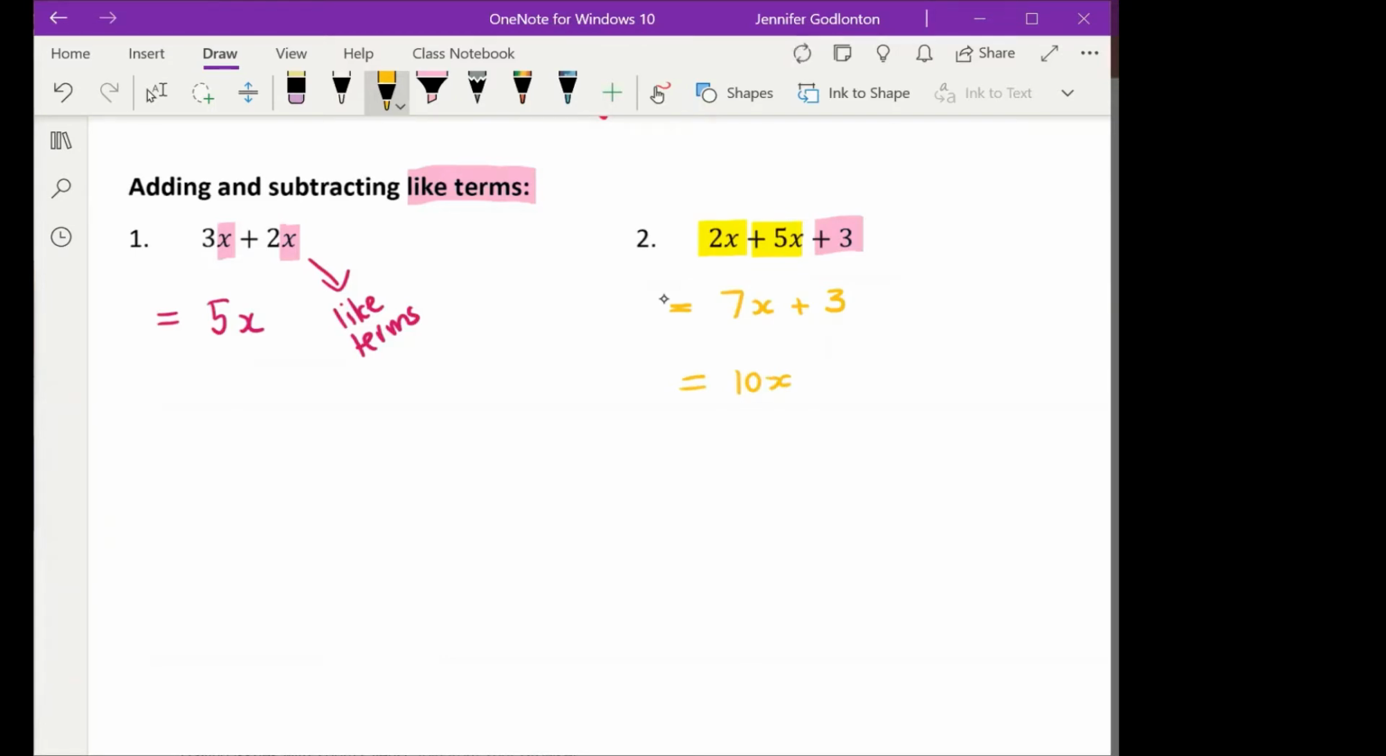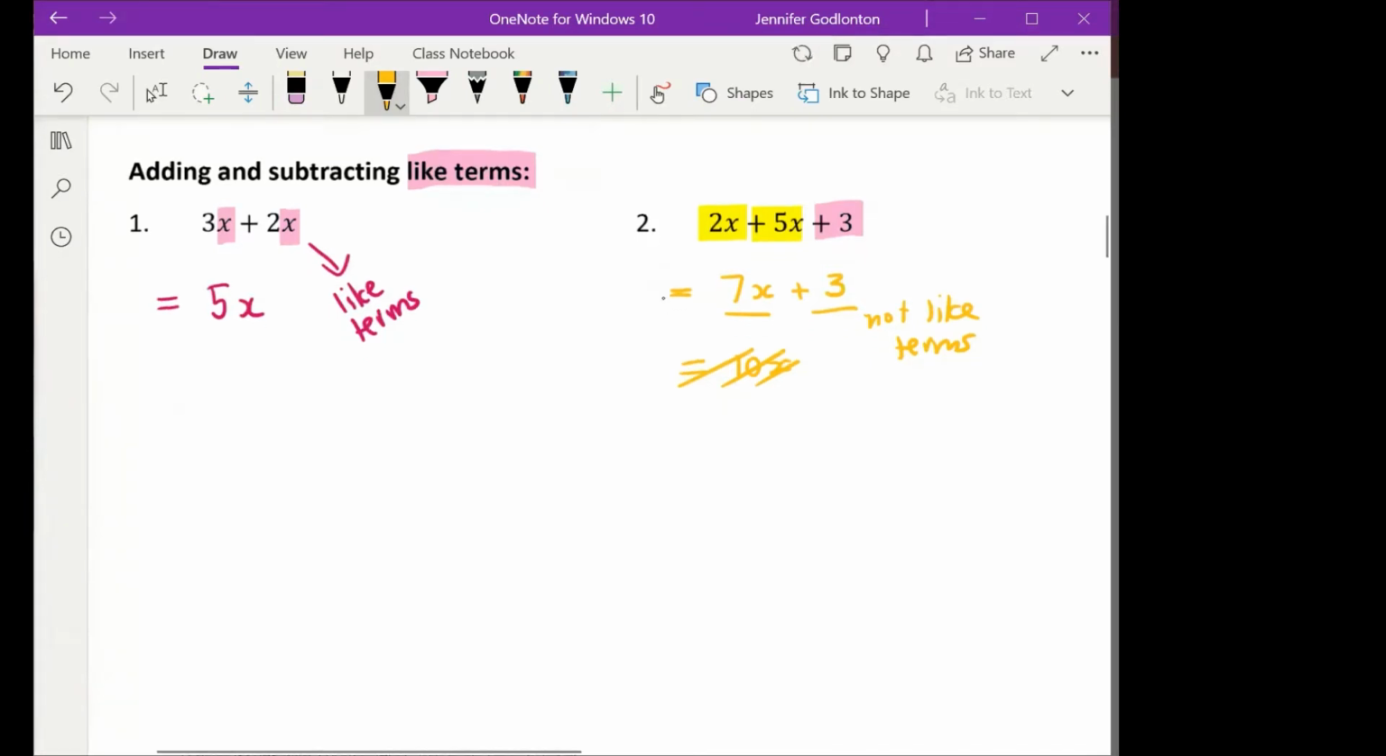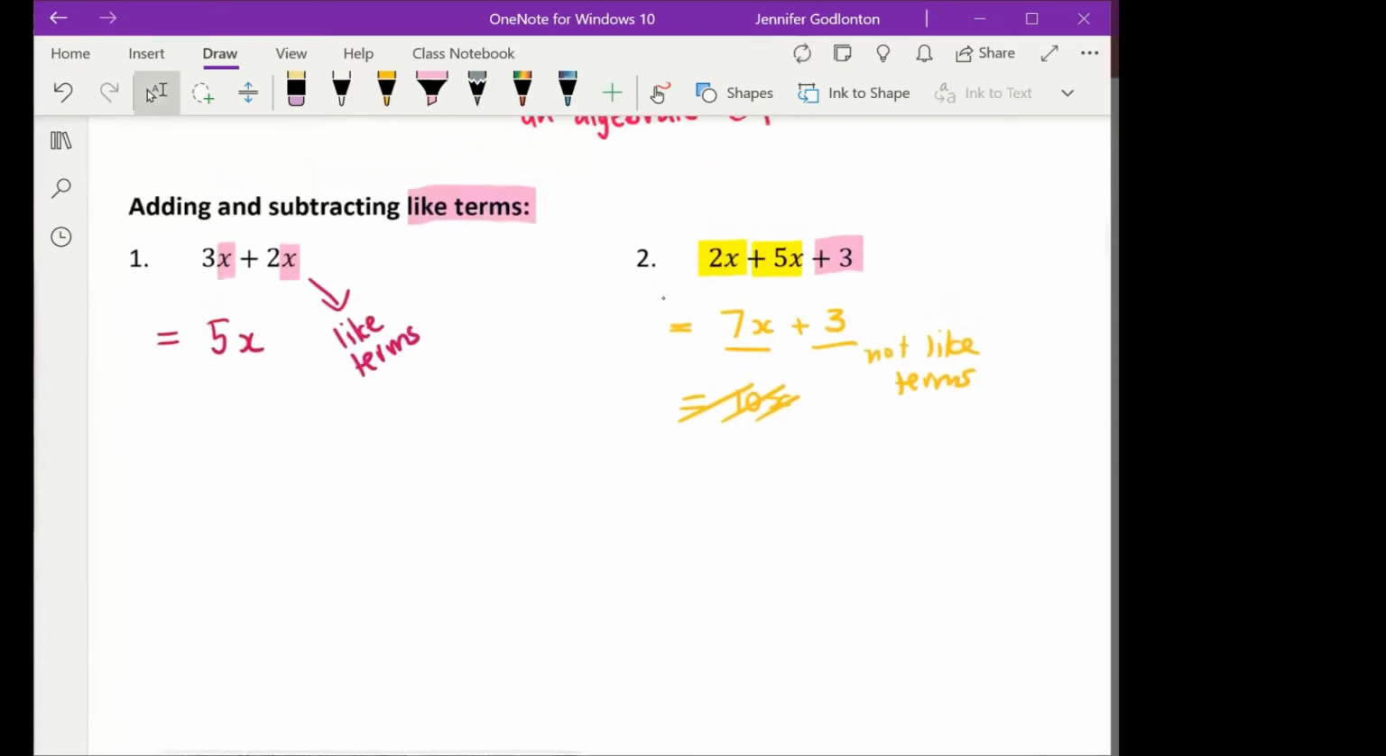But remember, 7x and 3 are not like terms. And because they're not like terms, we are not allowed to add them. So our final answer is just going to be 7x plus 3. Okay, cool. Does anyone need to sit here? You can just put the little hands up emoji if you need to sit here for any longer.